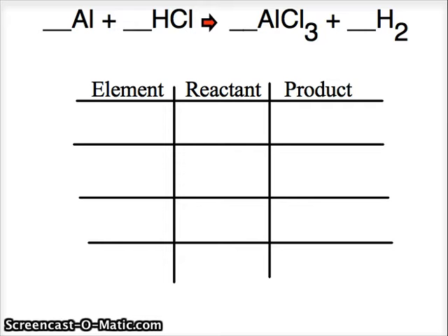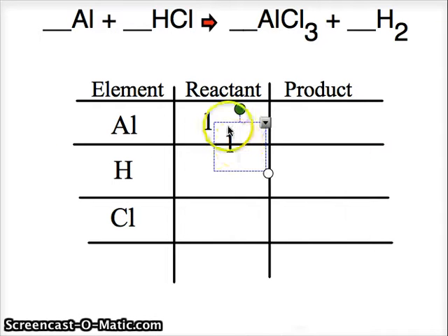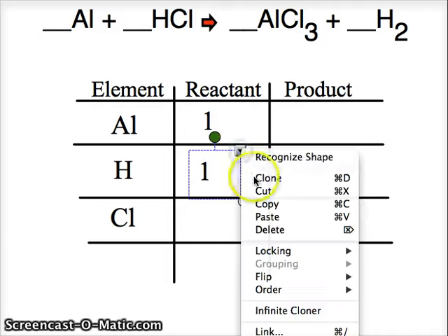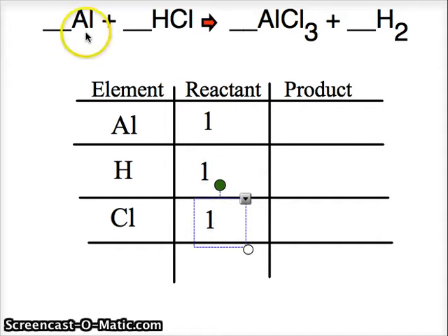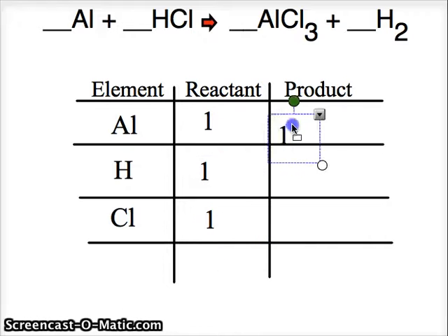If you're given Al plus HCl makes AlCl3 plus H2, again we start the same way. Our elements are aluminum, hydrogen, and chlorine. Aluminum has 1 reactant, hydrogen has 1 reactant, and chlorine has 1 reactant. Aluminum has 1 product, chlorine has 3 products, and hydrogen has 2 products.